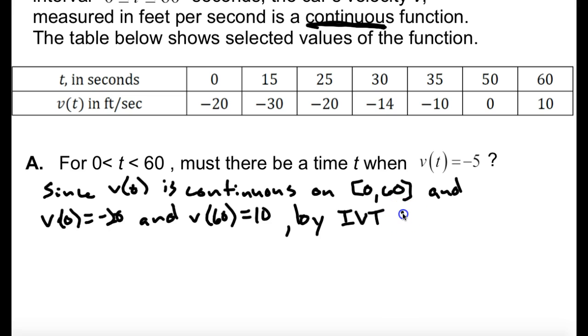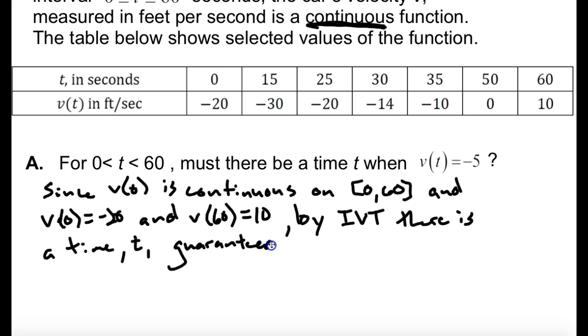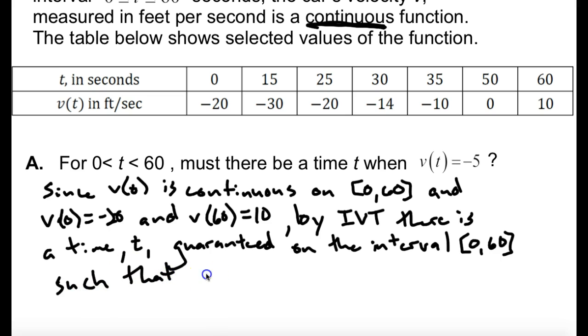we are guaranteed that there is a time, since we have a variable of t, we'll say a time t, guaranteed on the interval 0 to 60, such that v of t equals -5.